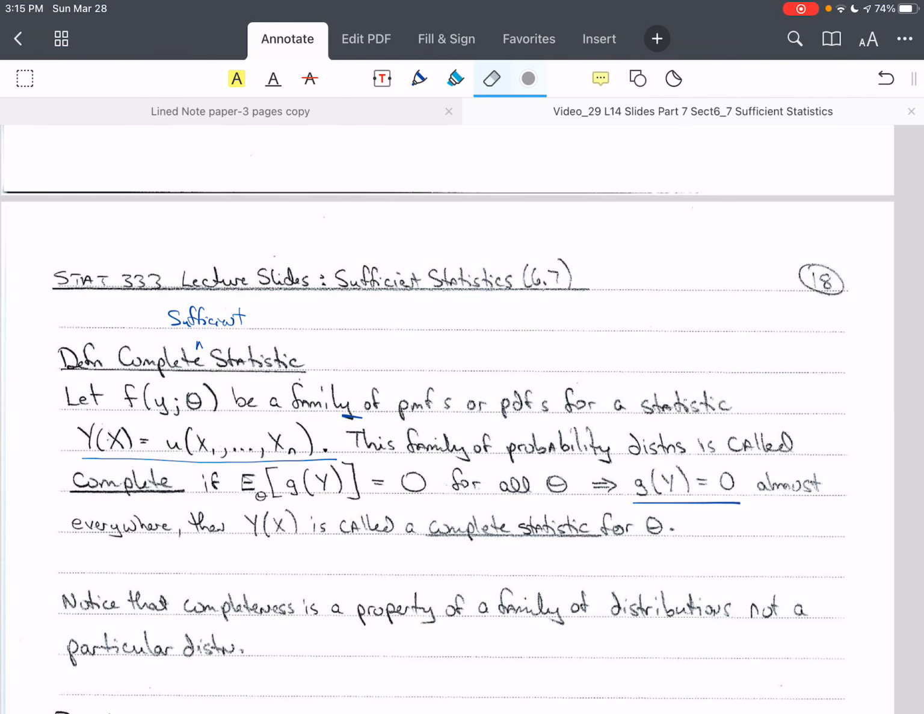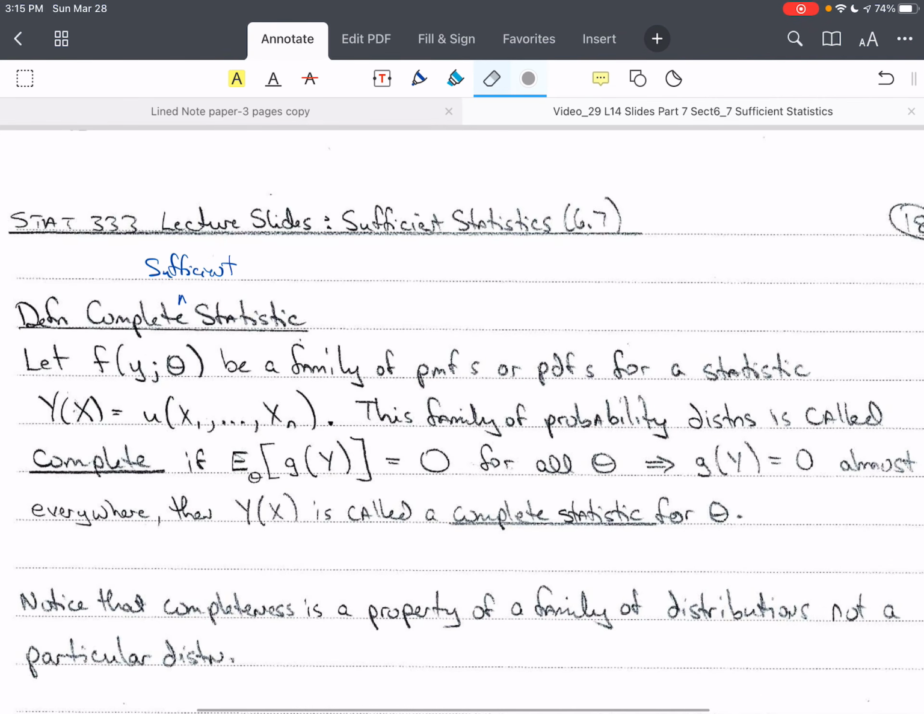It's not so simple. So let's see if we can look at this again. We have this PMF or PDF that's a family of distributions. It's a family because theta can take different values. Theta is in the parameter space, so it can take different values. Each time it's a different value, it's a different PMF or PDF, a different function. So it's a family of functions or distributions.